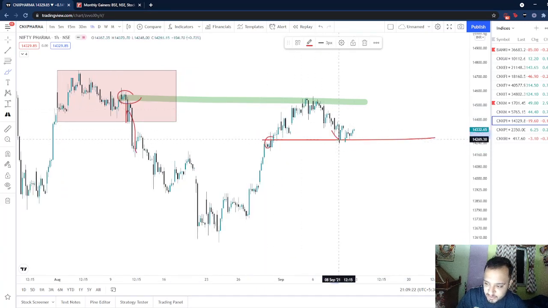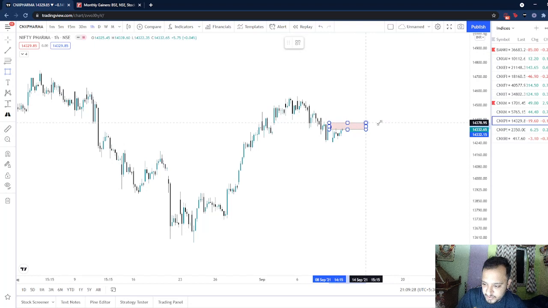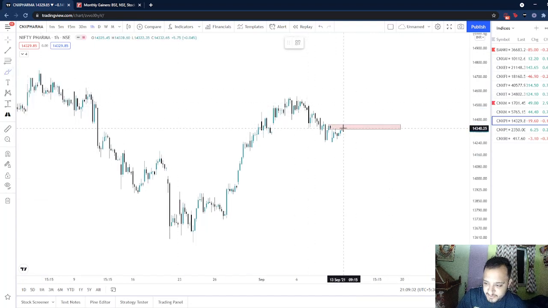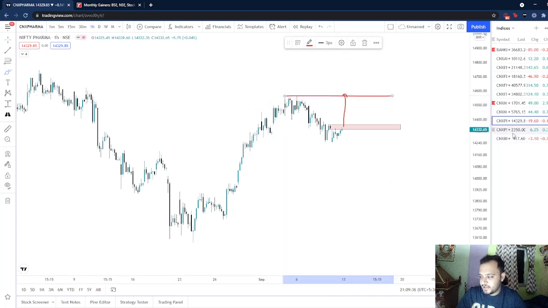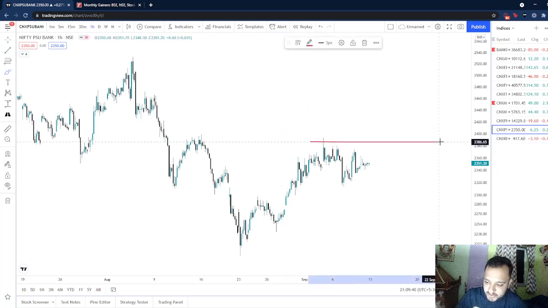But now it has come to this strong area of demand as well, and it's actually forming a bottom. So as soon as this supply goes, you can take longs in this. That depends if it breaks out or not. If it just gaps down, this is the long which you can take to target these highs again in case it breaks out. Nifty PSU Bank, avoid it.